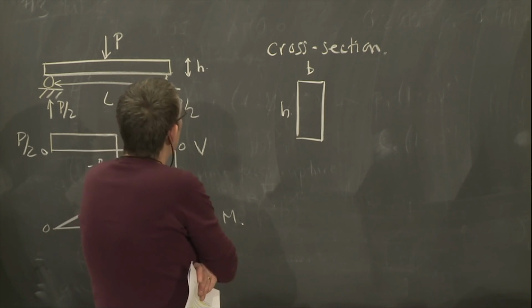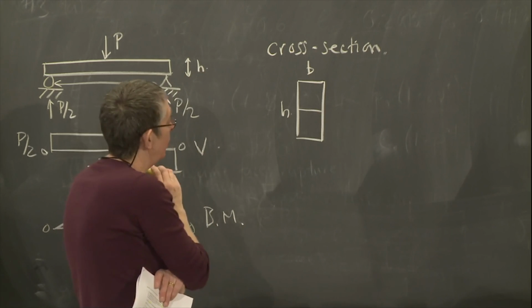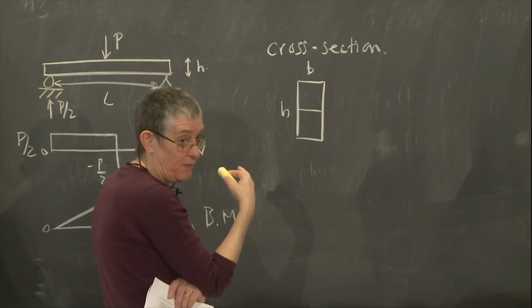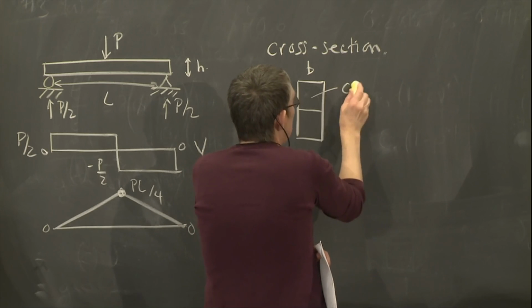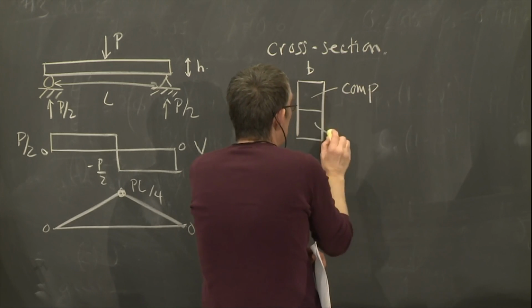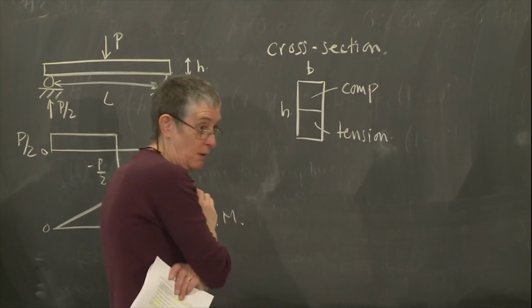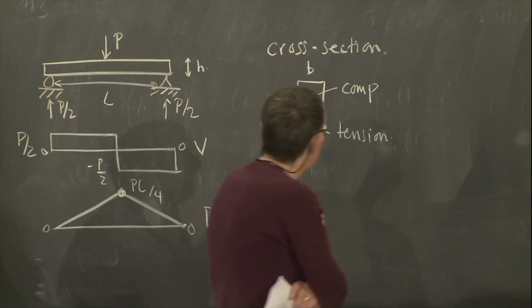And remember, the neutral axis goes through the middle on the cross section here. And so one half of the beam is in tension, and the other half of the beam is in compression. So for this situation here, this half of the beam is going to see compression, and that half of the beam is going to see tension. Okay? Are we happy with that? We're happy with that. Okay.